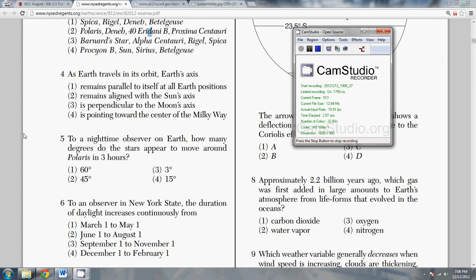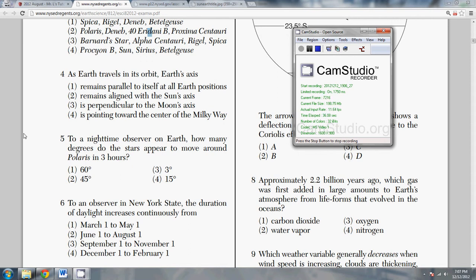Question number 4. As Earth travels in its orbit, Earth's axis. Okay. Finally, we're getting to a question that I'm not going to say is easy. And frankly, I totally hate. I do not like this question at all. I'm really surprised that it made it to the Regents. And I really do not like this question at all. But again, if we use the process of elimination, we can really narrow down some of these answers.